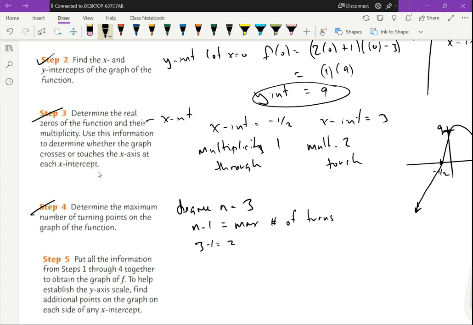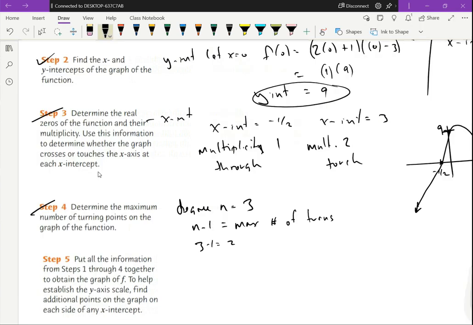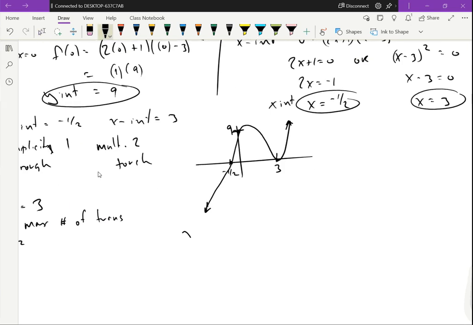But to help establish the y-axis scale, what we're going to do is find additional points on the graph on each side of the x-intercept. Okay, so let's take a look at this over here. What if I figure out I want something on the left side of -1/2? So how about -1? When we do that, let me write our function back up here, f of x is 2x plus 1 multiplied by x minus 3 quantity squared.